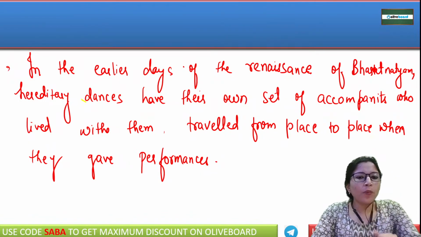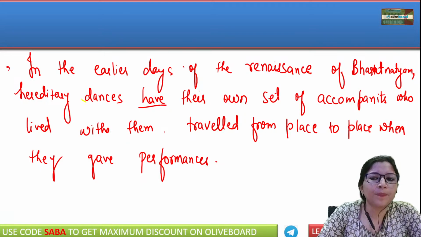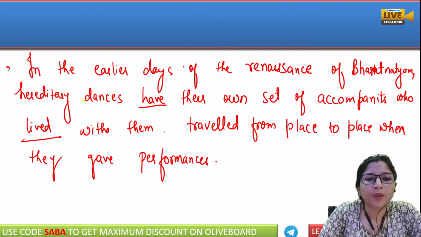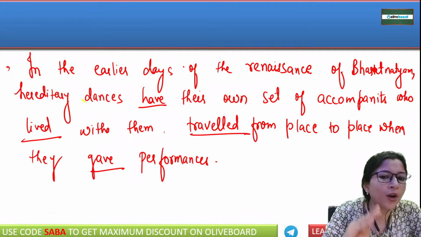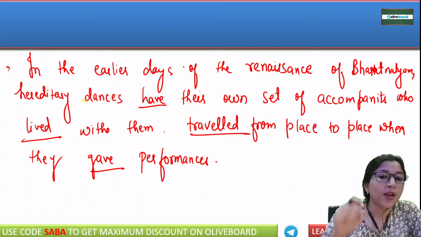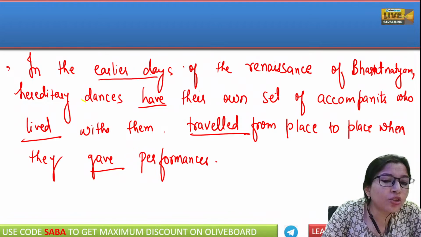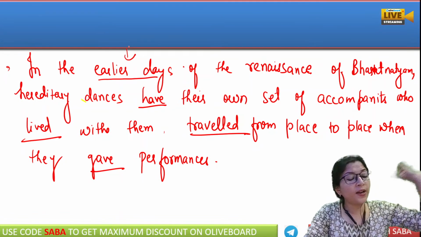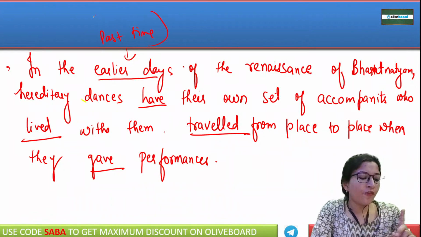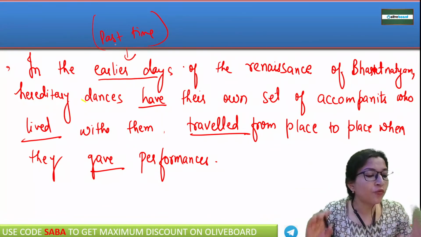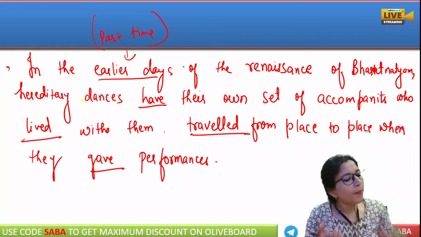No, see, there are so many verbs. The first verb is have, it is lived, it is traveled, it is give. Now you have four verbs. Out of four verbs, three are in past. And the entire sentence is talking about past time. In the earlier days means it is referring to past time. So when it is already referring to past time, the entire verbs should be in past tense because present की बात ही नहीं हो रही है.